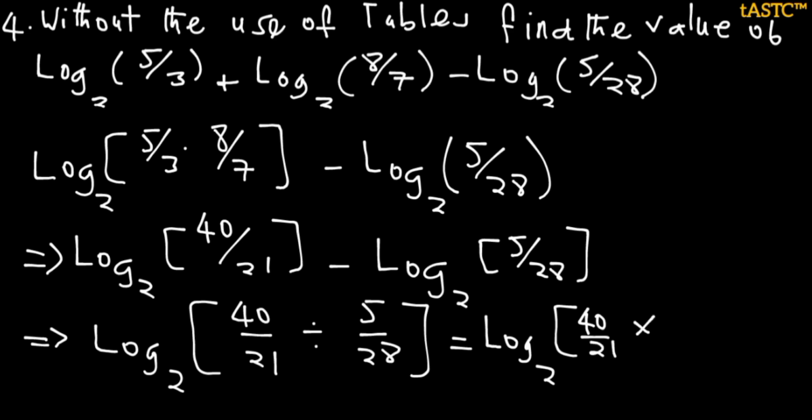And so this could be changed. So log to the base 2 of, well, that will be 40 divided by 21. Now we will change this to multiplication. So this should be 28 divided by 5. Now we know that 5 can cancel into 40. That is going to give us an 8. And here we're going to have a 7 cancel into this. That is going to give us a 3. And if you have 7 cancel into this, that is going to give us a 4.